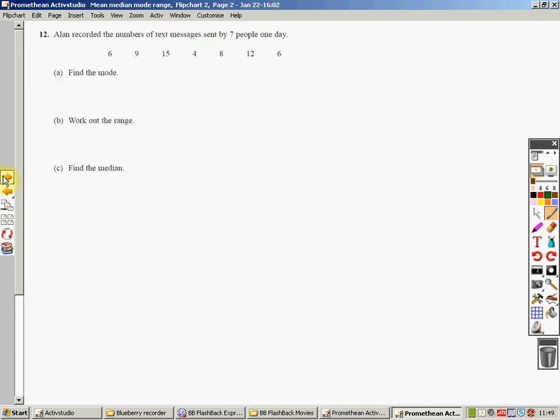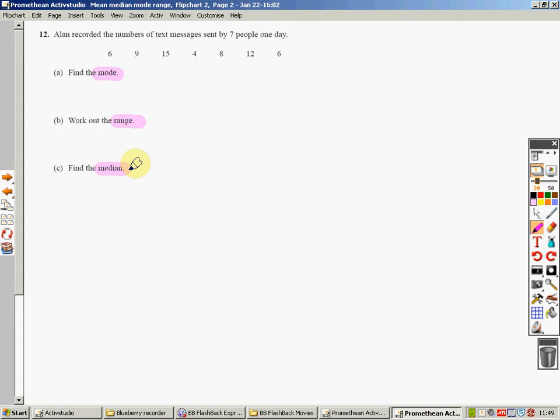Questions for you. Press pause and have a go. Welcome back. Let's have a go at these questions then. First of all, let's identify them. We want to find the mode. We want to find the range, and this time the median.